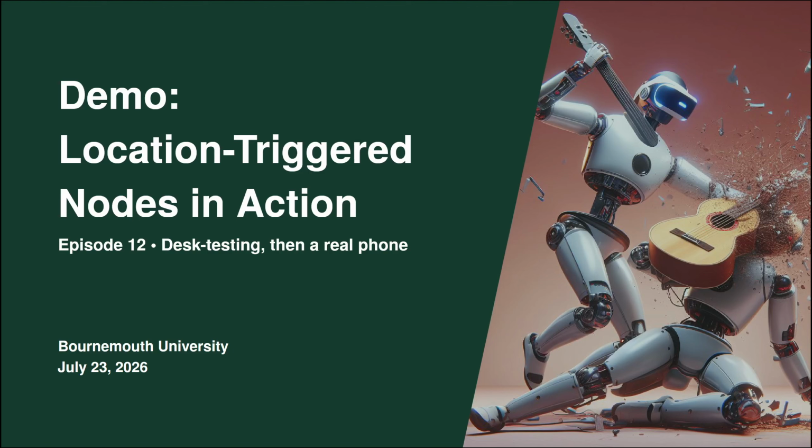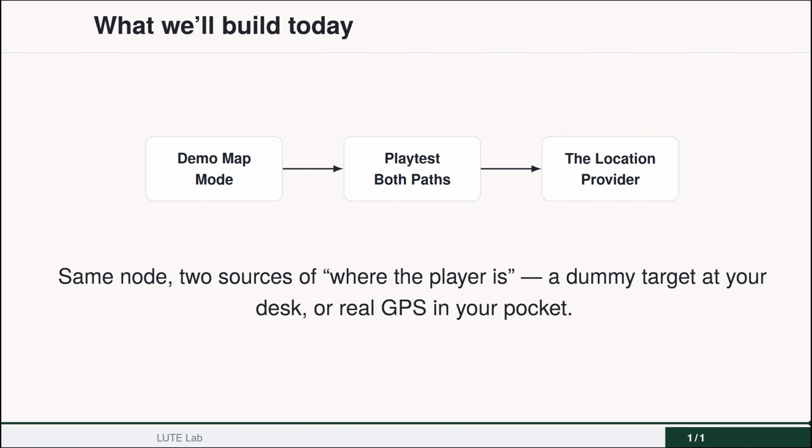In the previous video, we discussed how to use our location variables to trigger a node when a player enters a specific location. In this video, we'll see this being played for real in the editor. We use what we call demo map mode in Loot to actually test in the editor for locations. In this video, we'll show how that works, and then we'll show how to set up the basics in the editor so you can build an actual project to your phone and play it for real in a real location. Let's jump into the editor now.